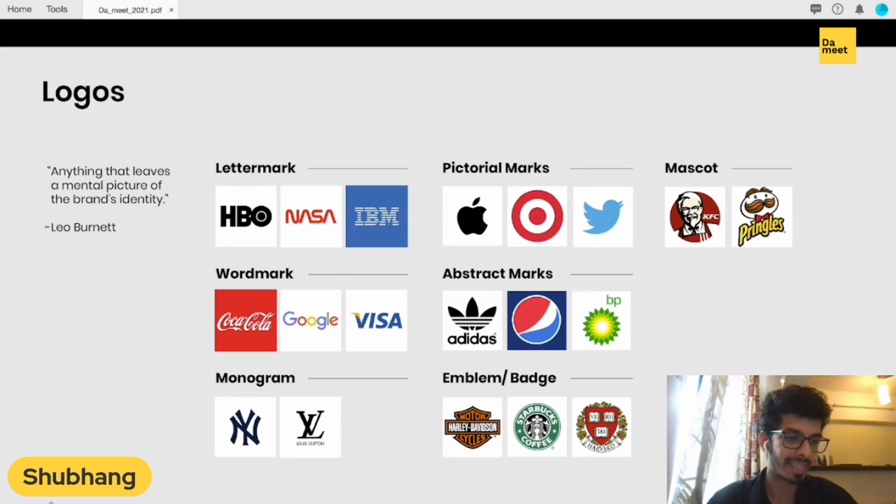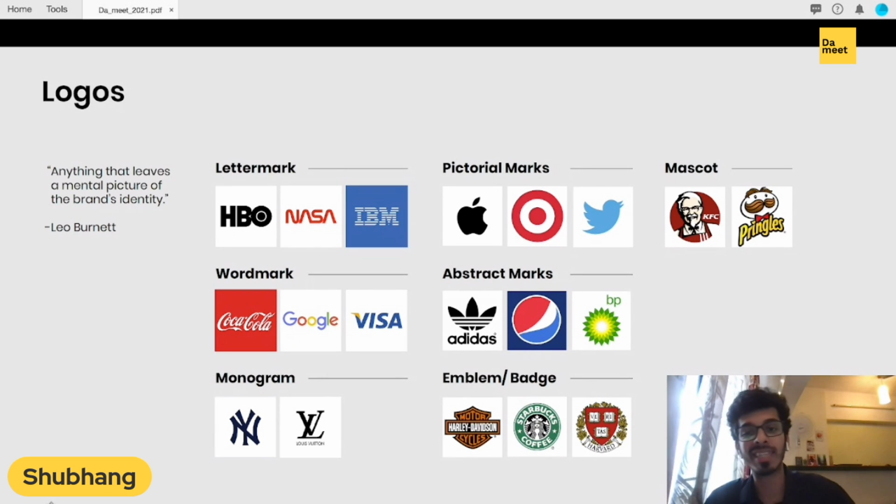Yeah, I think Siddharth has a question: how are letter marks different from a word mark? Yeah, so I just explained. A letter mark is basically a typographically creative form of putting the acronym of the brand. Like Home Box Office is the entire brand name, but you put it as HBO, so it's the acronym.